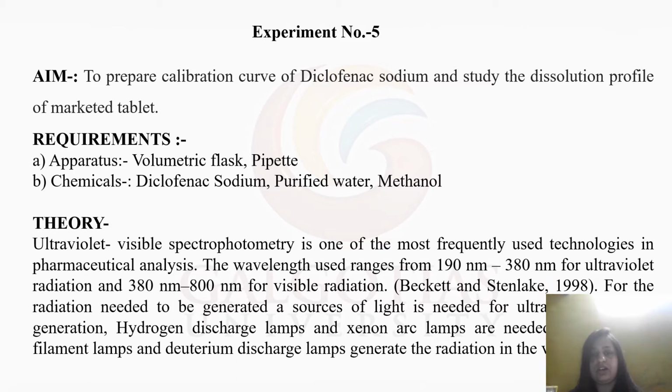The wavelength is 190 to 380 nanometer, which is in the UV range, and 380 to 800 in the visible range. For the radiation needed to be generated, the sources required are a hydrogen discharge lamp and xenon lamp. By this we can determine the absorbance of known concentrations, and after creating a standard curve we can determine the concentration of unknown samples.